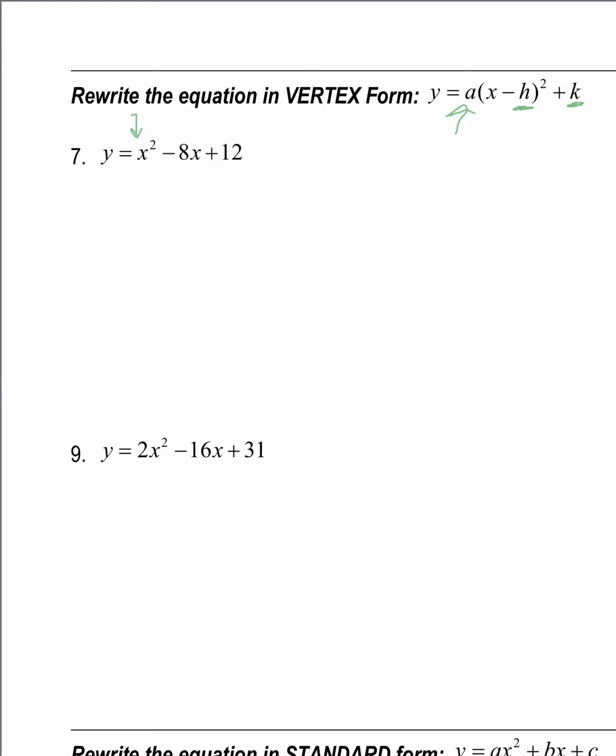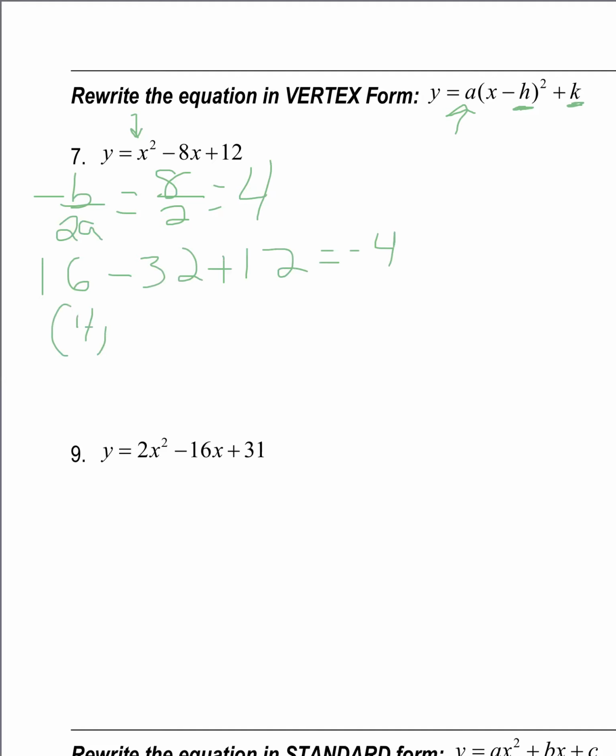So finding the vertex is not particularly difficult as long as I know to do -b over 2a and then f of -b over 2a. So let's see what I get in this case. That would be a +8 over 2. That gets me 4. So it's going to be a 4 comma something. Just take that 4, pop it back in. That's going to be 16 minus 32 plus 12, which is -4. So that means the vertex of this thing is at 4, -4.